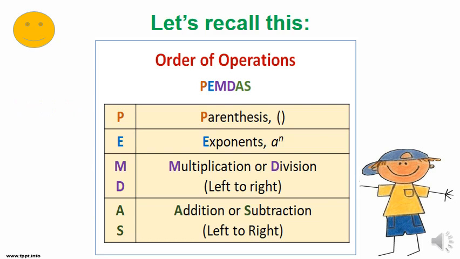Okay, before we start correcting the homework, let's recall the order of operations, which is PEMDAS. We said that if I have a mathematical expression and it contains more than one operation, we have to use PEMDAS, where P indicates parentheses. We start with parentheses, then E, the exponents, M and D, which are the same, multiplication and division from left to right, A and S, which are addition and subtraction from left to right.